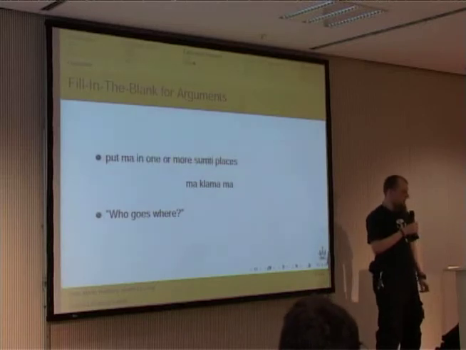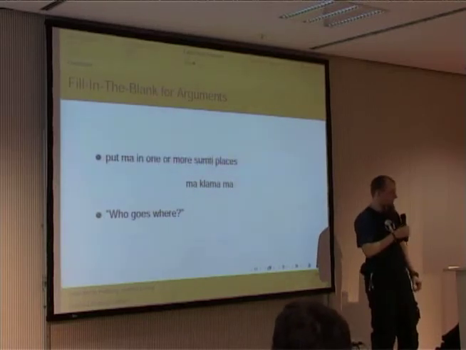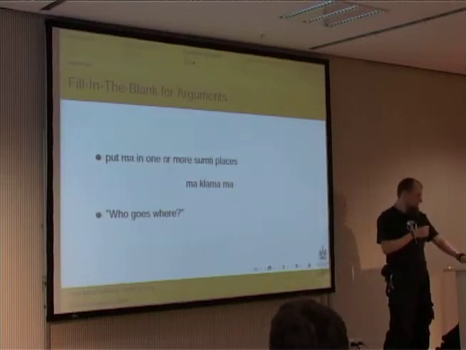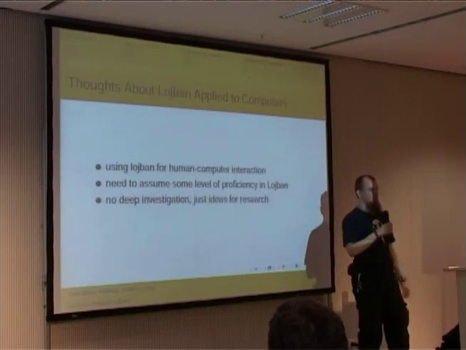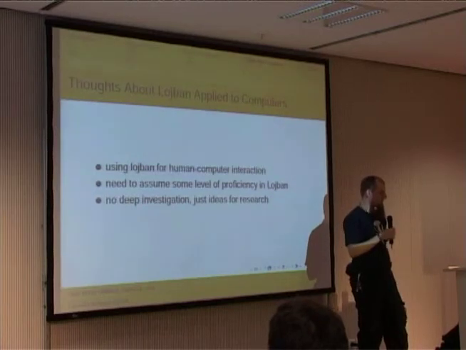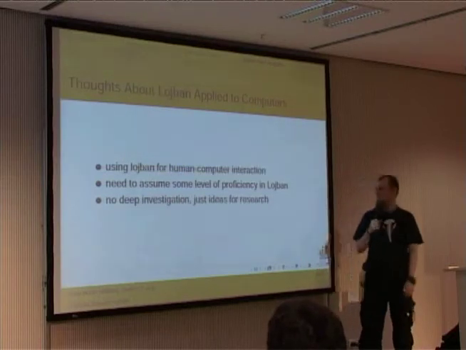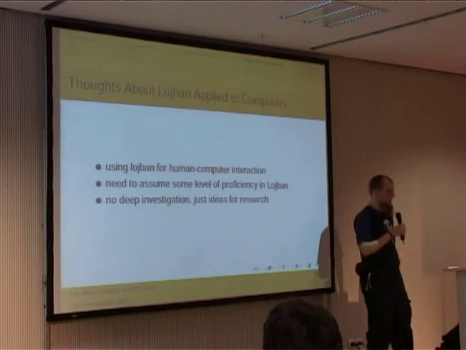For arguments, you use another particle. It's called ma. You can use it multiple times. Ma klama ma means who goes where, or what goes where. Yeah. So this introduces the basic language features that I wanted to go into. So I hope you have a slight idea of how all this is supposed to fit together.